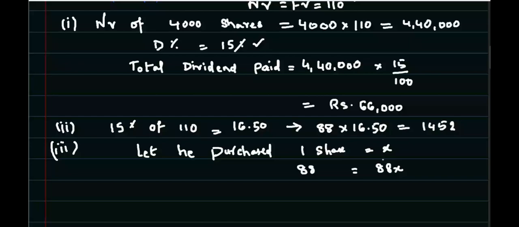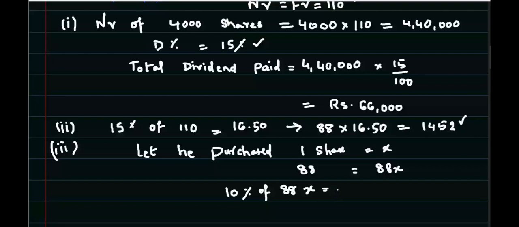88x. And what is 10% of x? He has got how much? 1452, right? So this is the 10% of his investment. That means 10% of his total investment, that is 88x, is how much? We can directly write 14520 is the total investment, but here the percentage is 10%. That's why you can write it.